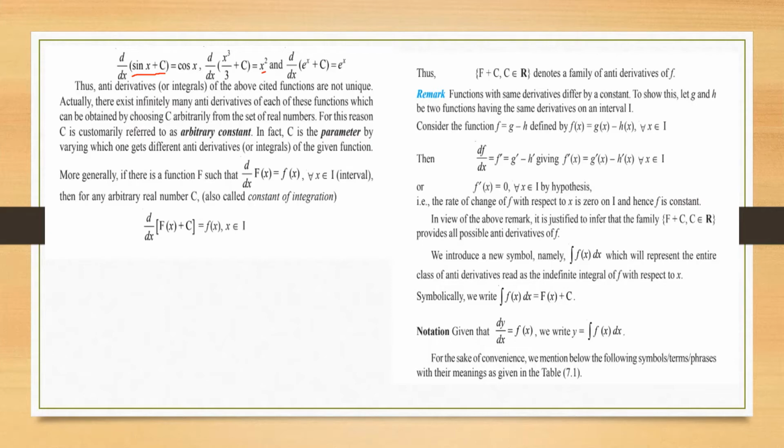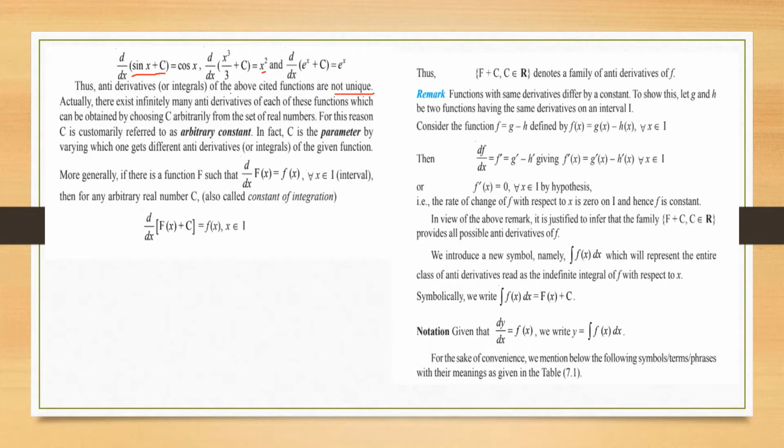As the rule says, we need to take the derivative individually, like of sin x and then of c, right? But the derivative of constant is 0. That's why the derivative of all of sin x plus 5, sin x plus c, sin x plus k, will be just cos x. Okay, so the antiderivatives or integrals of the above cited functions are not unique.